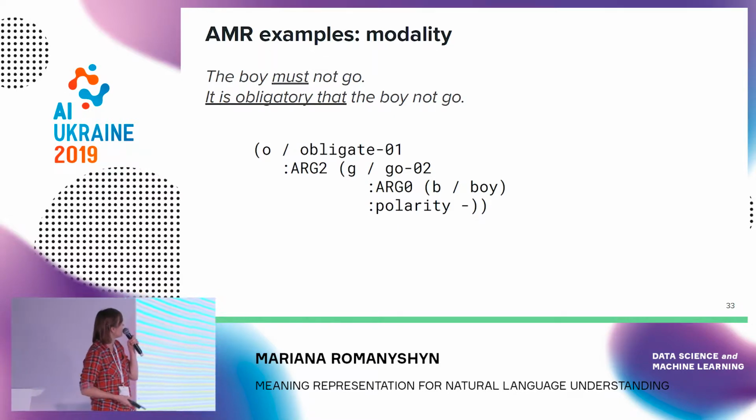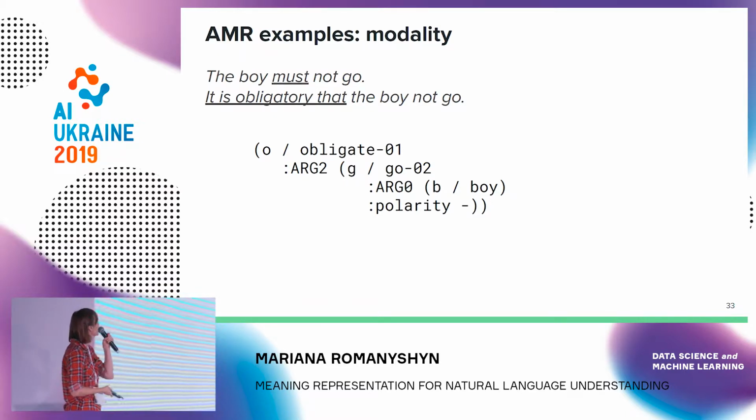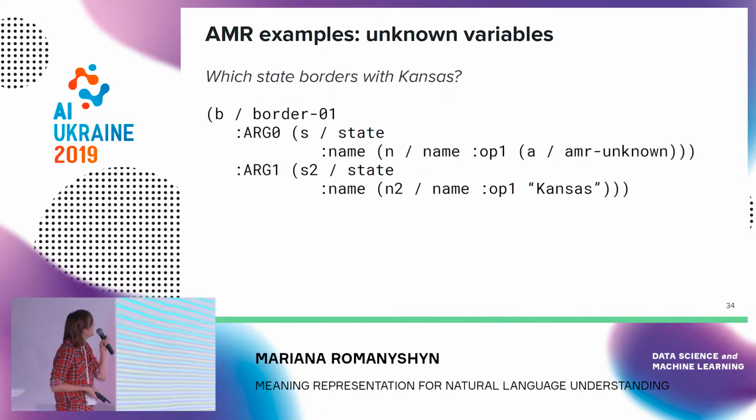And go is in meaning two, meaning like disappear or leave, because go in the first meaning will be to go into some direction, right? So we would need more words here.